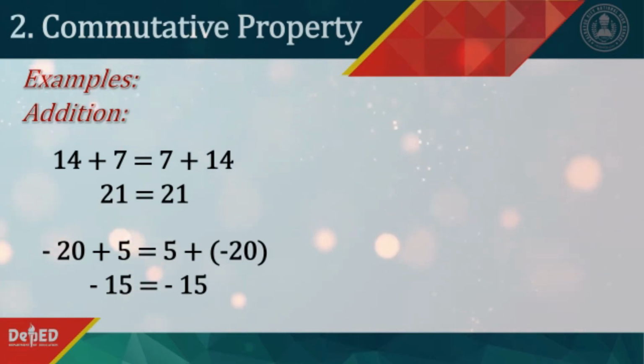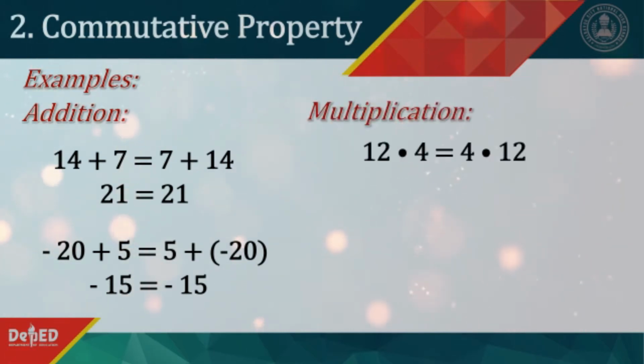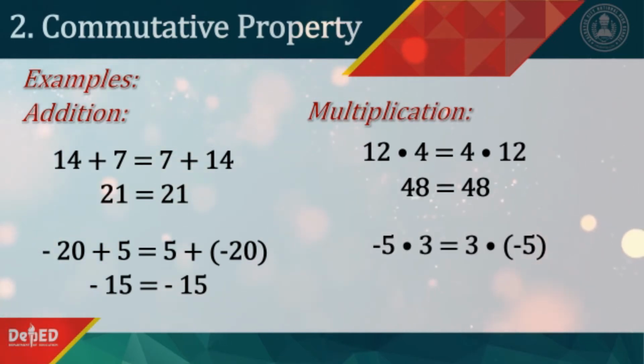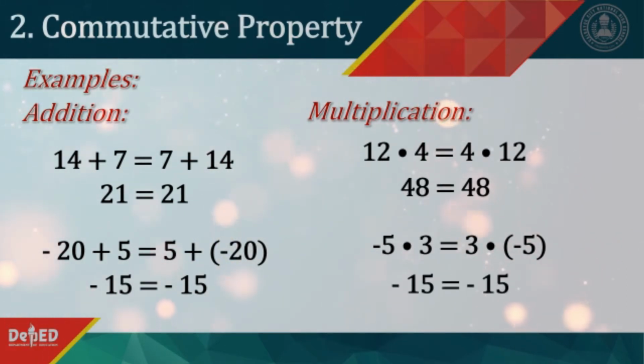While under multiplication, 12 times 4 is equal to 4 times 12, which is true because 12 times 4 is equal to 48, and 4 times 12 is also equal to 48. Another example is negative 5 times 3 is equal to 3 times negative 5, which is also true because negative 5 times 3 is equal to negative 15, and 3 times negative 5 is also equal to negative 15.